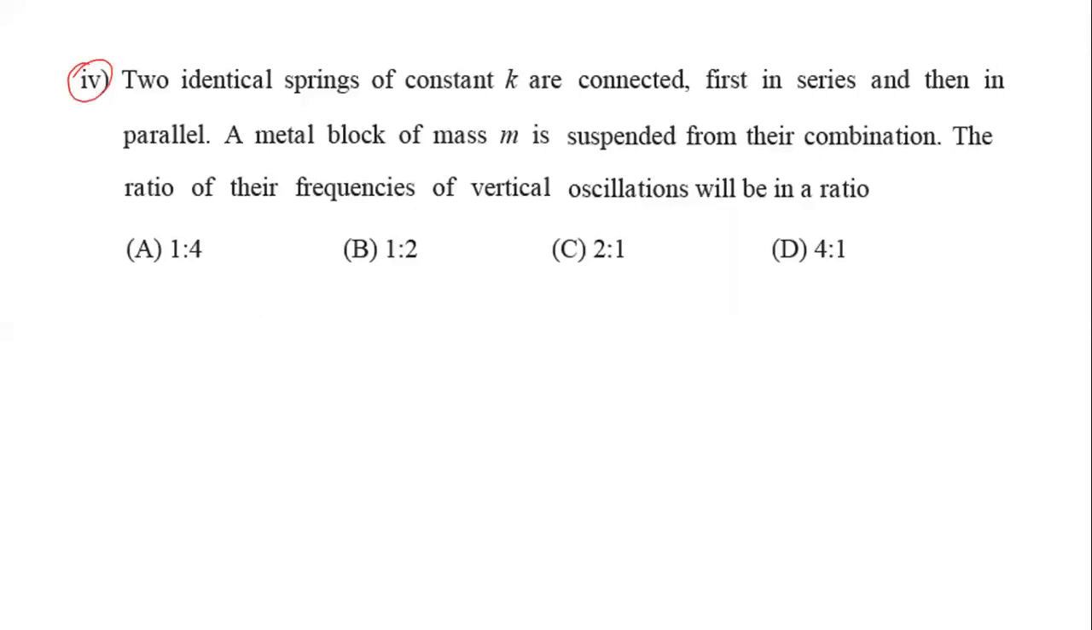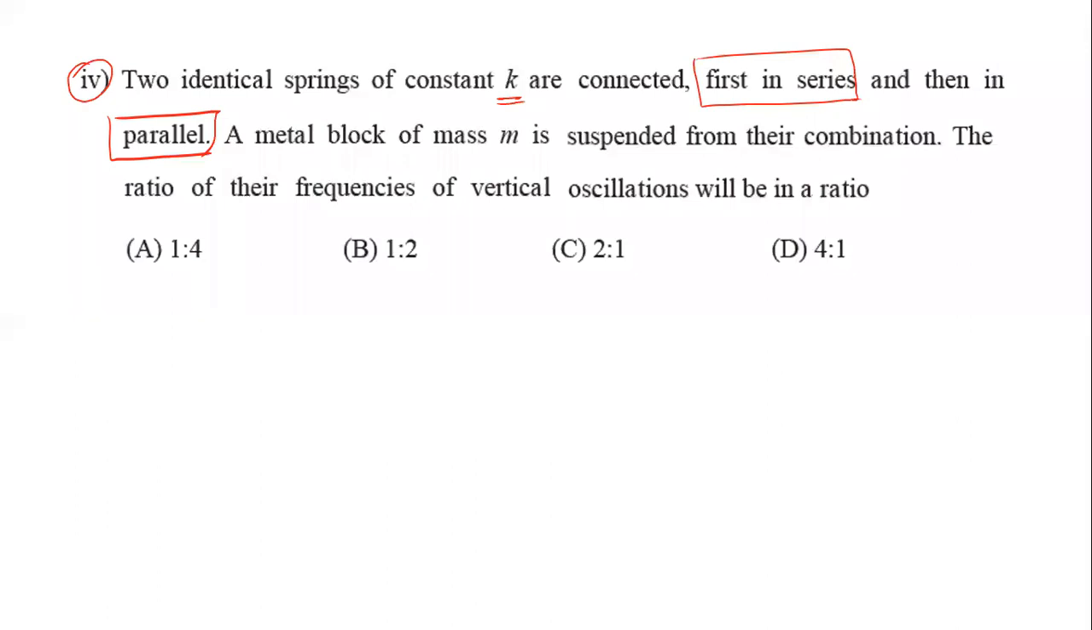MCQ number 4. Two identical springs of constant k are connected first in series and then in parallel. A metal block of mass m is suspended from their combination. The ratio of their frequency of vertical oscillation will be in the ratio.